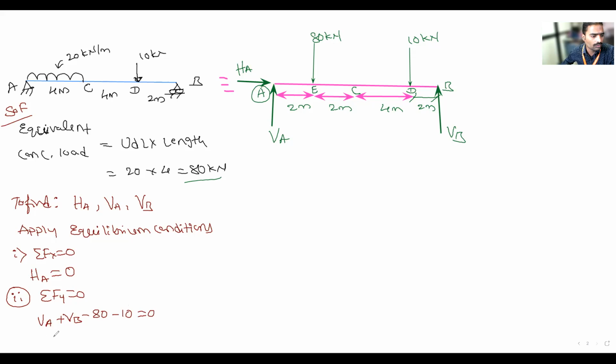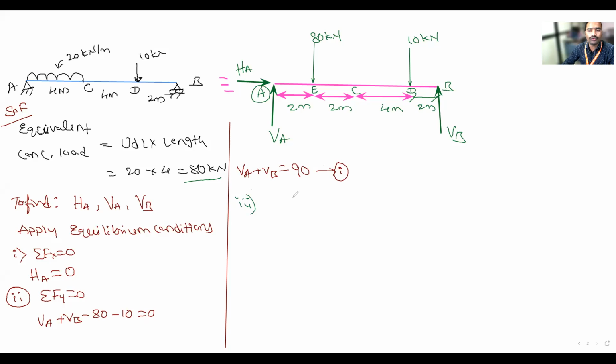Okay, so now you have to calculate VA plus VB. What is VA plus VB? So VA plus VB is equal to 90. Take it as equation number 1. Next, what is the third equilibrium equation? Moment is equal to 0.